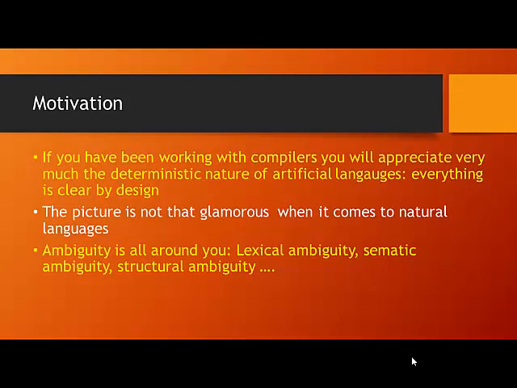So this is the situation. A natural language is ambiguous. Ambiguity is everywhere. There is ambiguity at the lexical level, there is ambiguity at the syntax level, and there is ambiguity at the semantic level. So everywhere you get things very ambiguous.